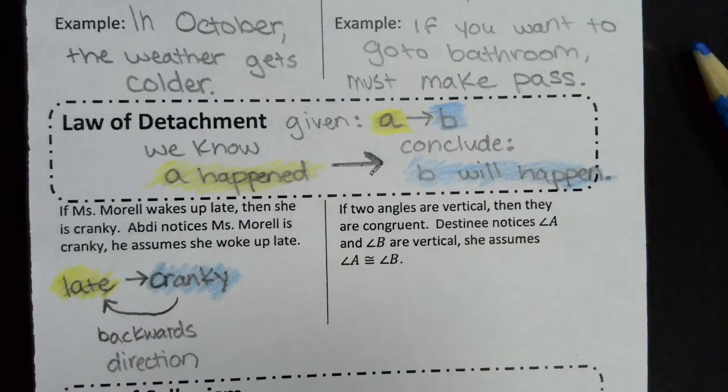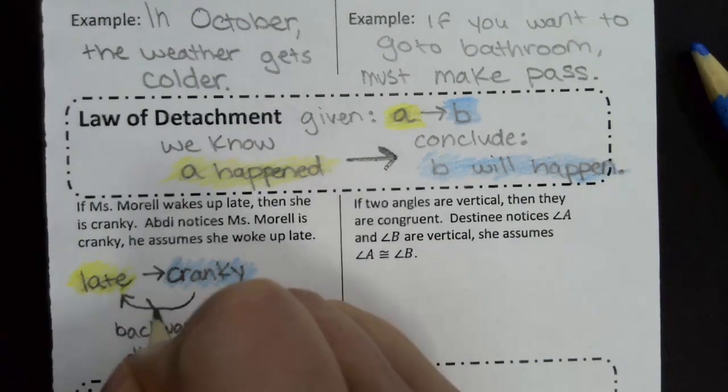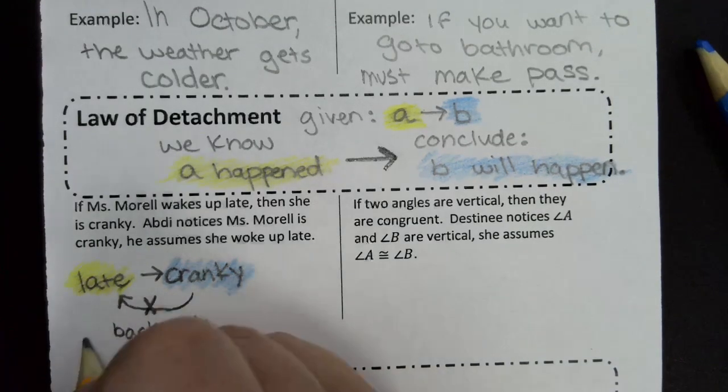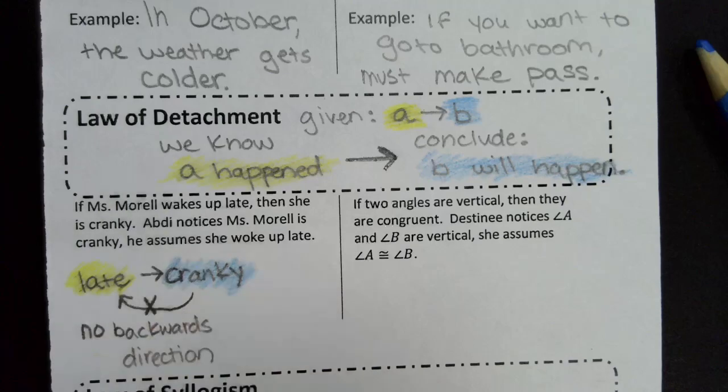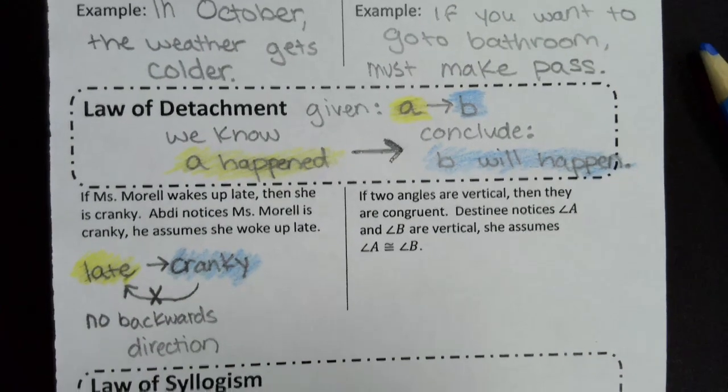And if you notice that I'm cranky, is the only reason that I might be cranky because I'm late? No. Why else might I be cranky? Stuck in traffic, something happens. I'm hungry. Okay. Yeah, I forgot my energy drink today. Okay, so we cannot do backwards direction. No backwards direction. It doesn't work with law of detachment. We can only work forward.